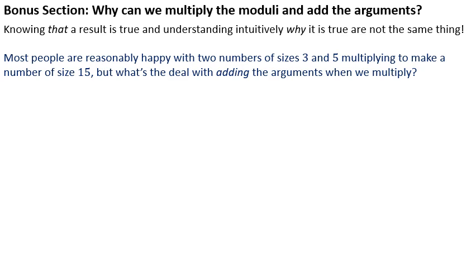So we'll start with this. The results for the modulus are not so crazy. All we're saying is that if you multiply these things, it's equivalent to multiplying the moduli. And we're happy with that. Like we said before, if you multiply two numbers that have a size of 3 and a size of 5 respectively, the result should have a size of 15.